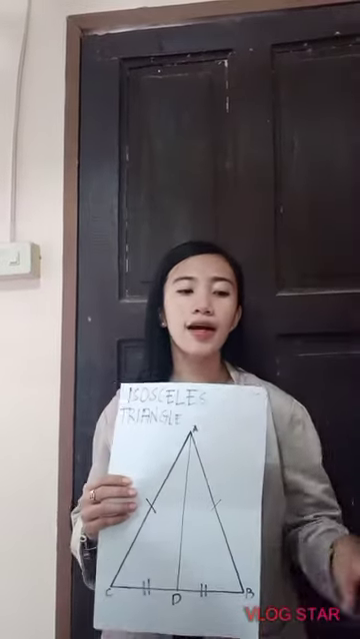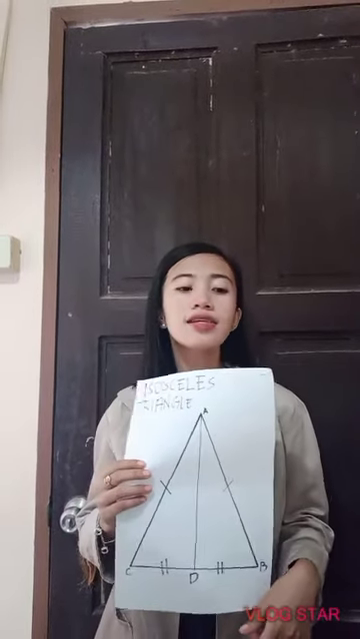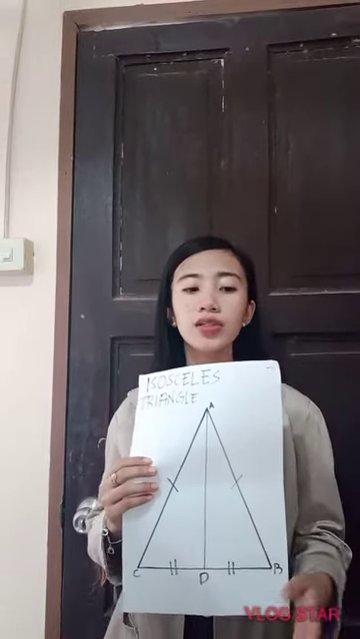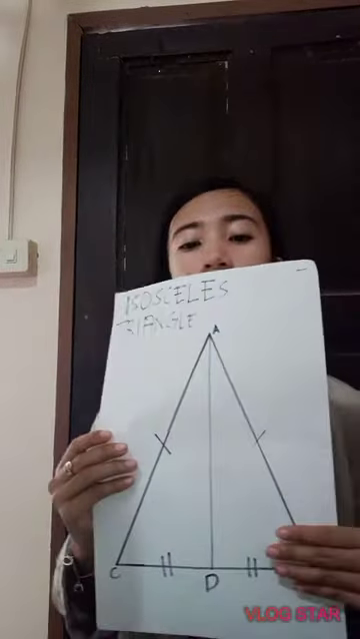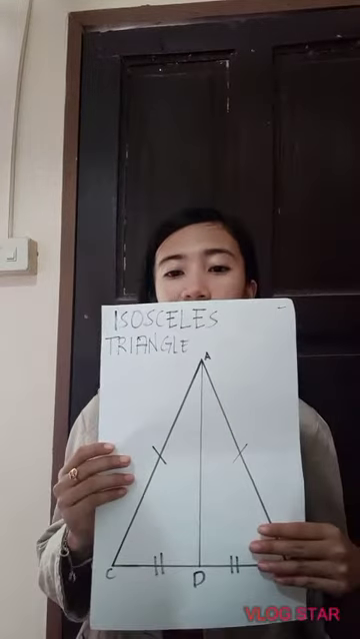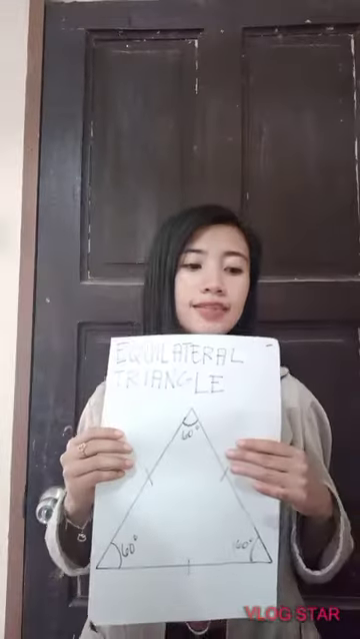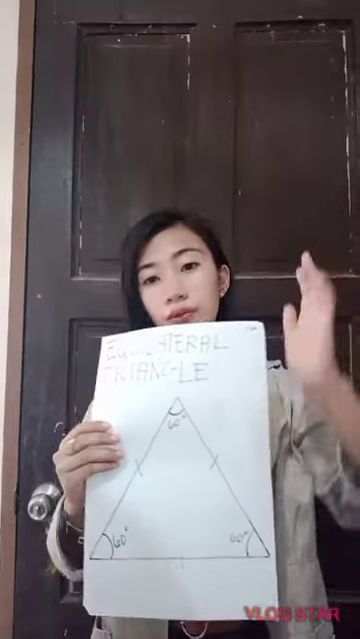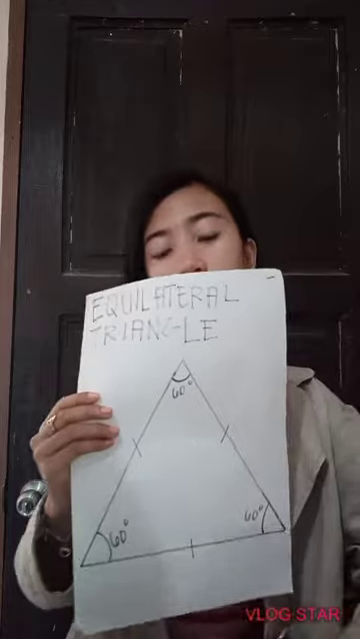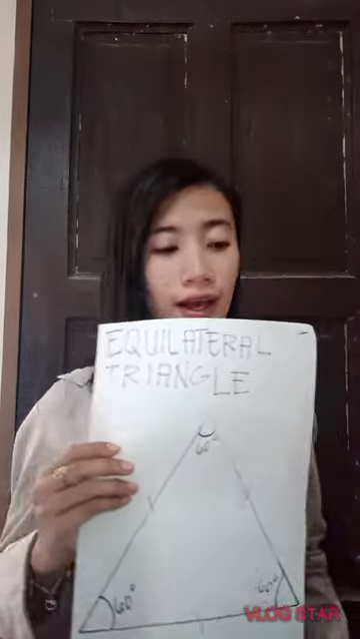The next example is the isosceles triangle. An isosceles triangle is a triangle with 2 congruent sides. This is the illustration of the isosceles triangle. This is the third example, the equilateral triangle. It is a triangle with 3 congruent sides. This is the illustration of the equilateral triangle.